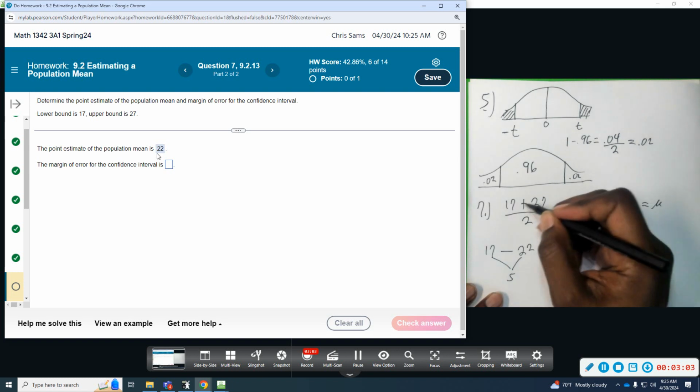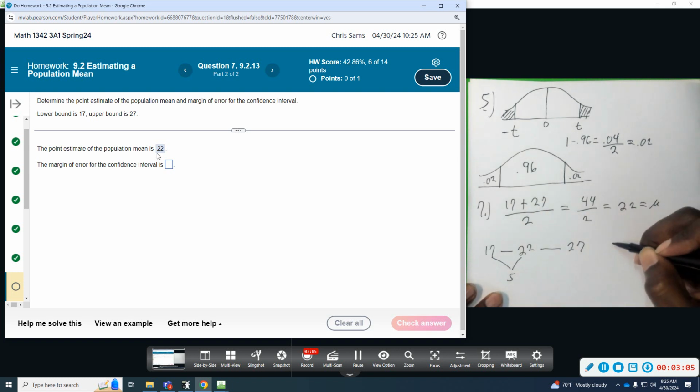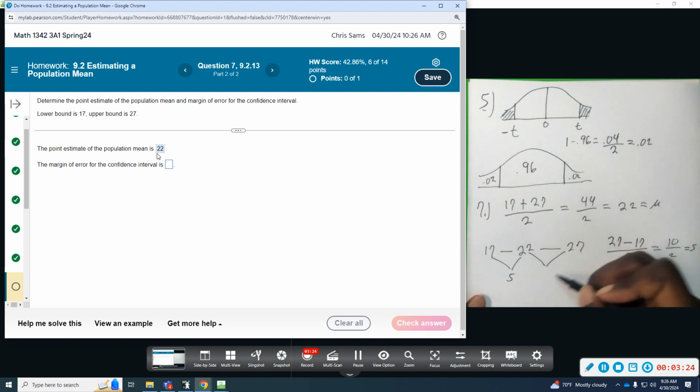The other way, similar to this, you could just take those two, 27, and subtract the 17 and divide that by 2. So you're taking the whole distance of the interval and dividing it by 2. So that gives you 10 divided by 2, which is also 5. So same thing as the distance between both of these is 5. That's what that margin of error is.